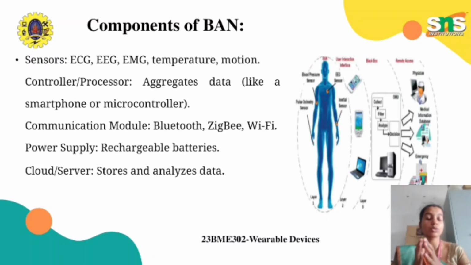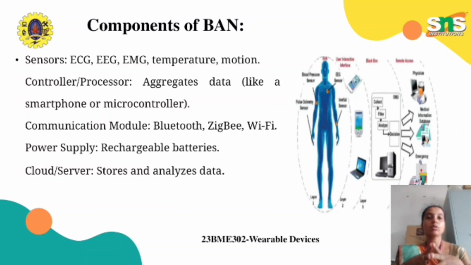Communications module. What are the communications through which we can communicate? Bluetooth, Zigbee or Wi-Fi. We can use whatever we want. Power supply, that is, we can use a rechargeable battery where these sensors are permanently placed. We can use small batteries which are to be recharged. The battery backup should be done to store this data.